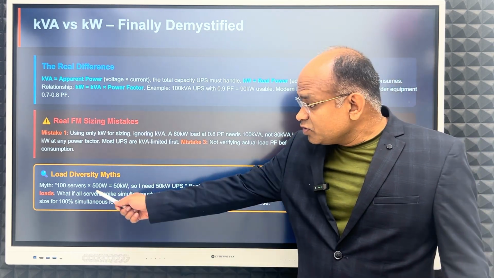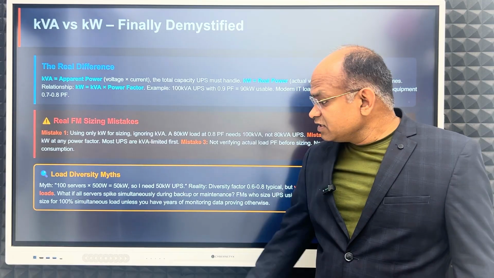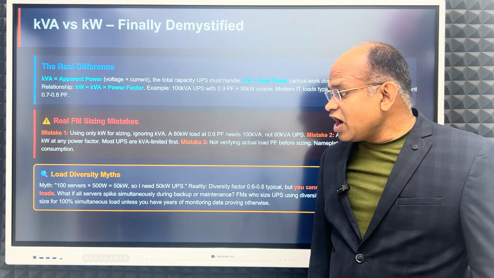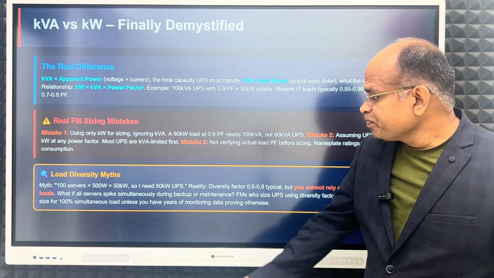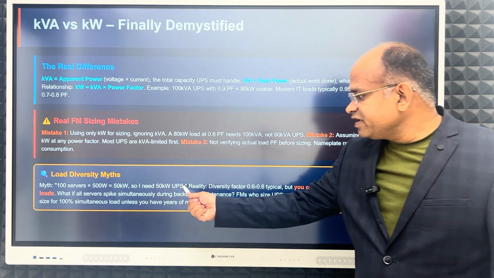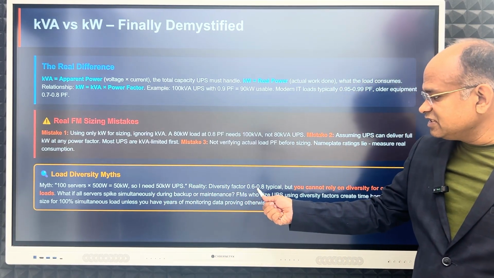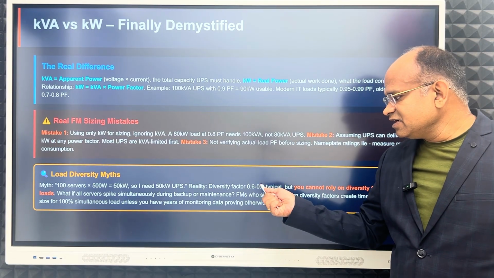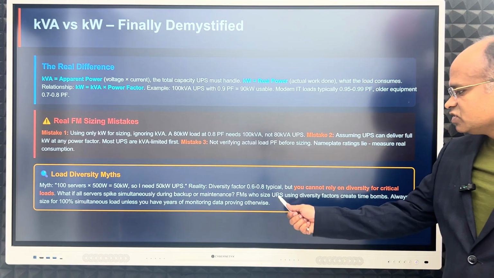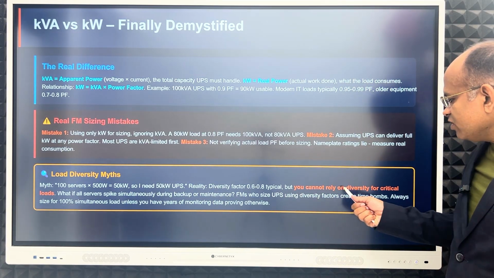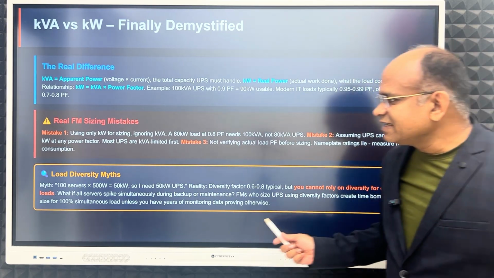No, you have 100 servers of 50 watt, that doesn't mean you got a 50 kilowatt load. No, diversity factor will be there. So I need 50 kilowatt UPS. Reality, diversity factor 0.6 to 0.8. 60 to 80% load will be working all the time. It is typical, but you cannot rely on diversity for critical loads.